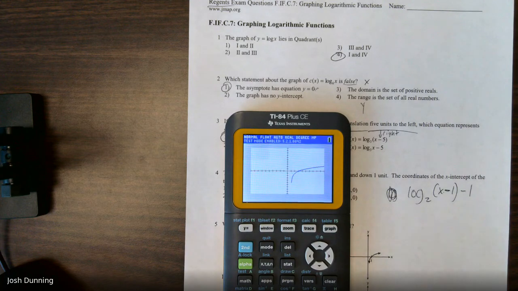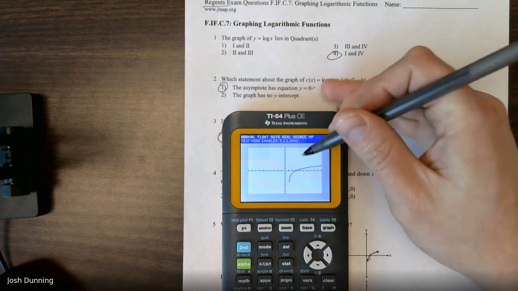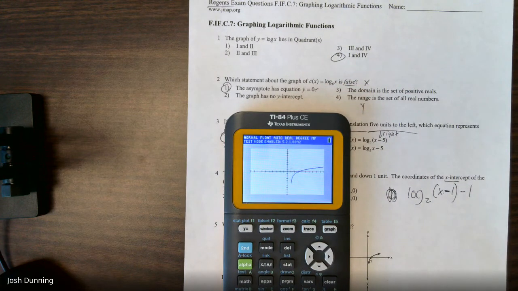And this is what I was talking about. A lot of times, the questions they ask, you can just type right into your calculator. Coordinates of the x-intercept, 1, 2, 3. You don't even have to hit table. We can see it.